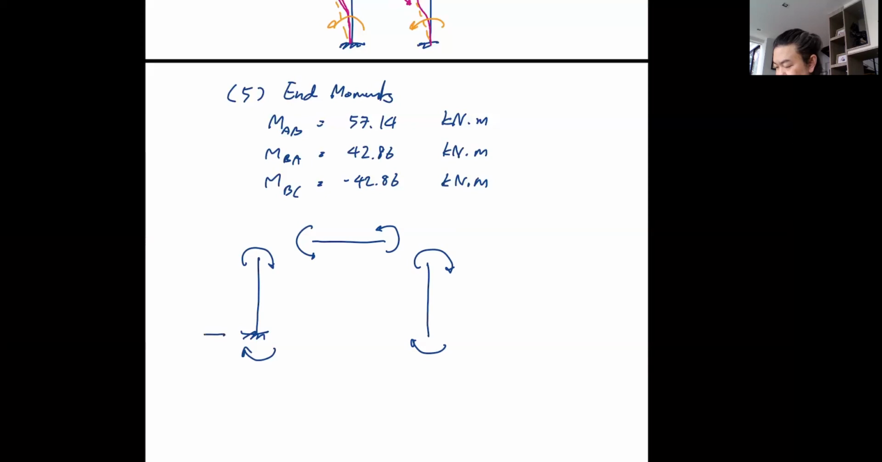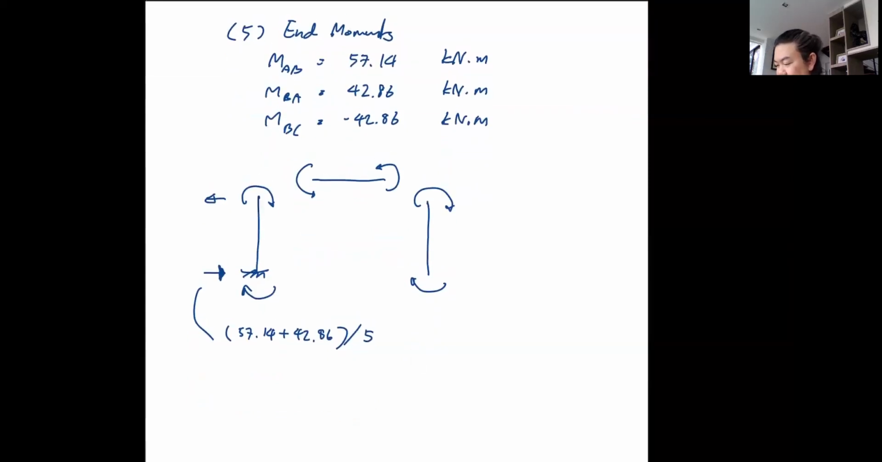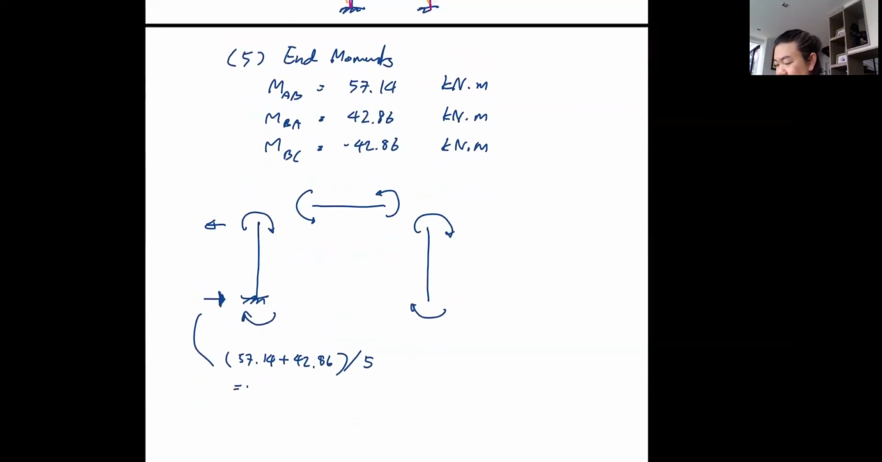shear here. Okay, that's going to be how much? 57.14 plus 42.86 divided by the length, which is 5, right? And then because you don't have anything else, you're supposed to have this. That will give you exactly half of the 40, right? That's 100 divided by 5, so that's 20. So it doesn't surprise you as well, because these columns are the same. So in the end, you should have 20, right?